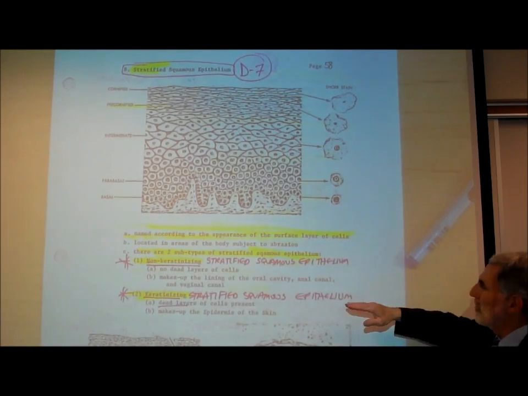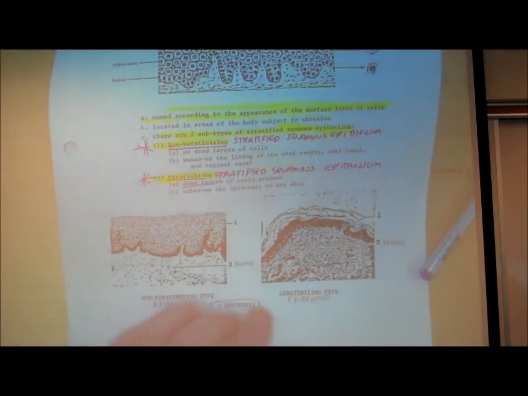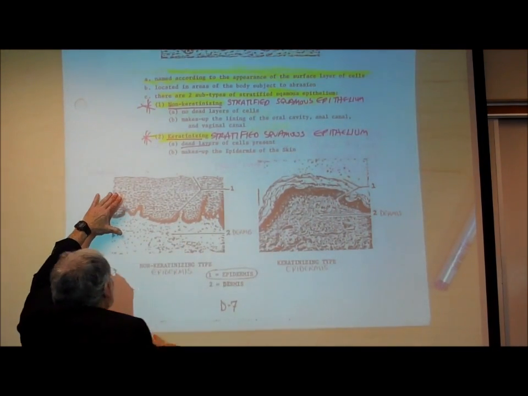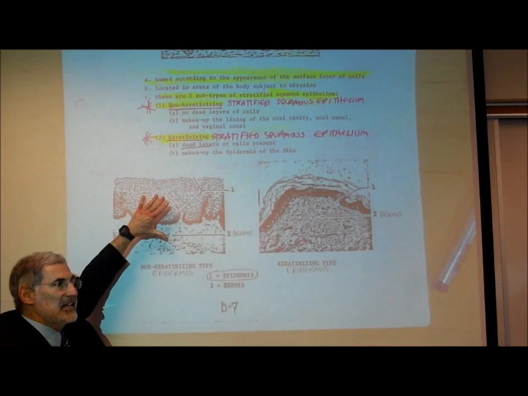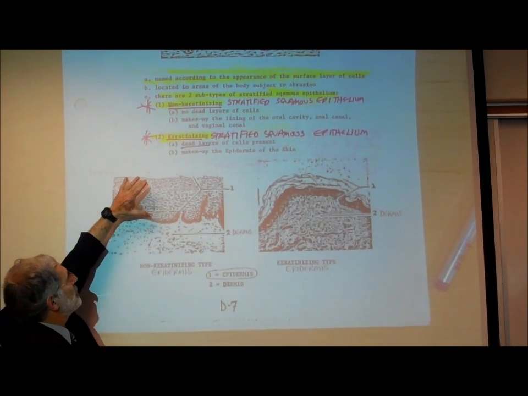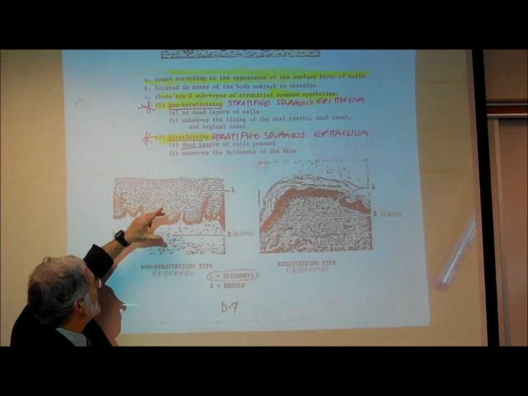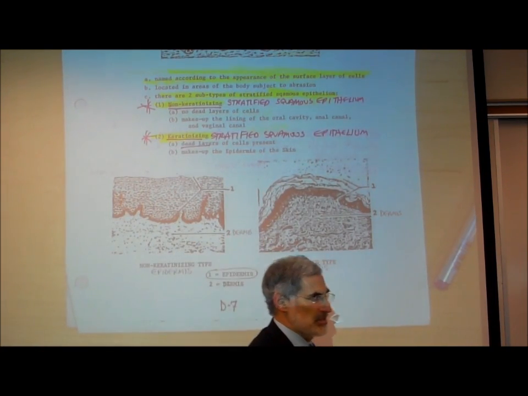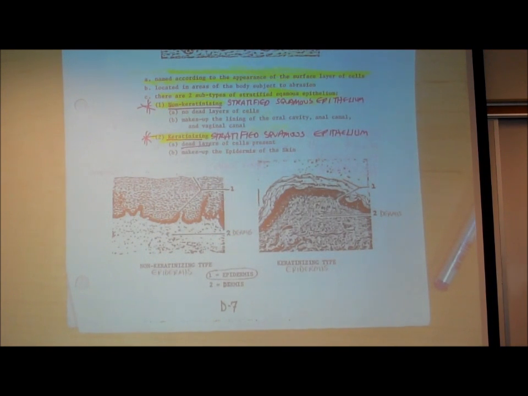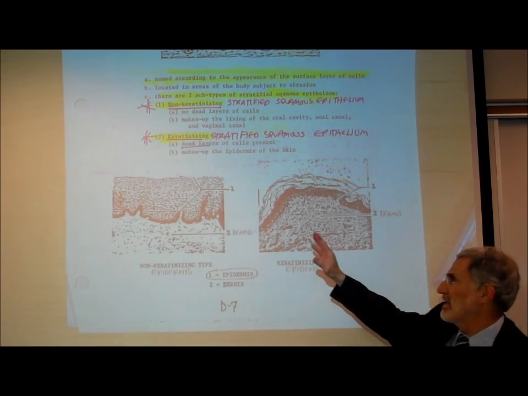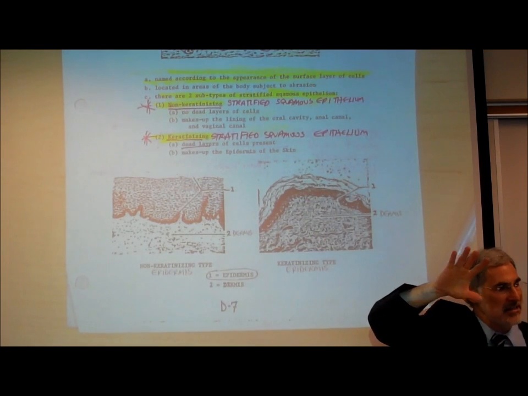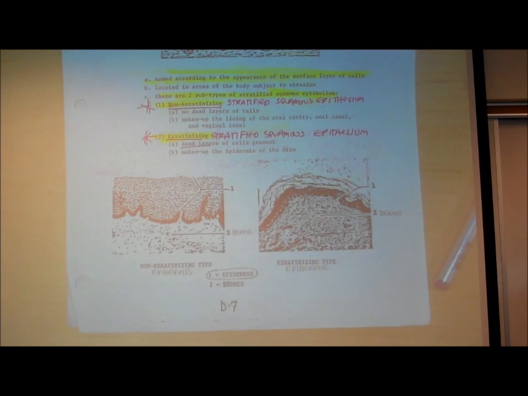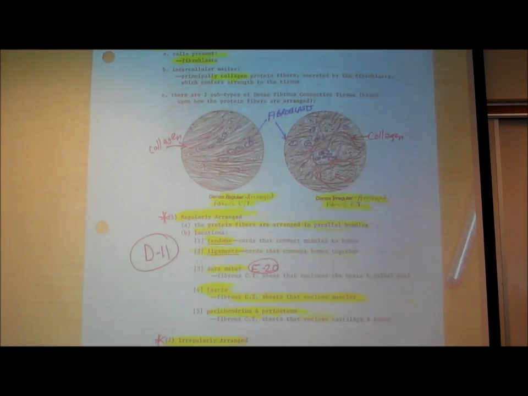Now, remember that this represents the skin, and the skin is really made up of two layers. The top is called the epidermis, the lower is called the dermis. We've been talking about what the epidermis is made of. The epidermis is made up of stratified squamous epithelium, either the non-keratinizing or the keratinizing type. The dermis is made up of irregularly arranged dense fibrous connective tissue.